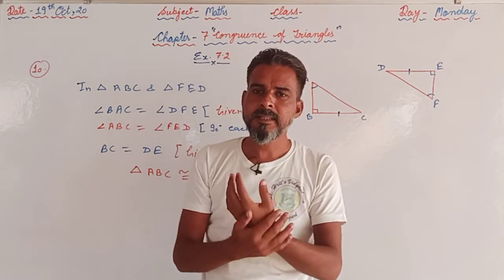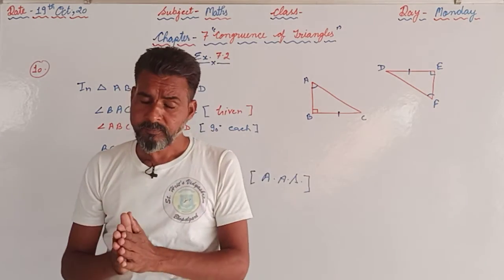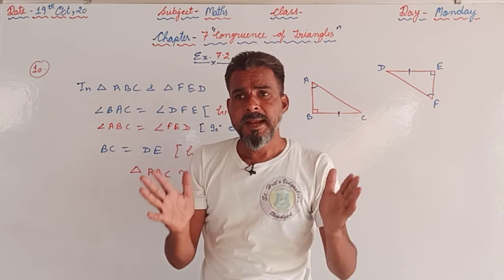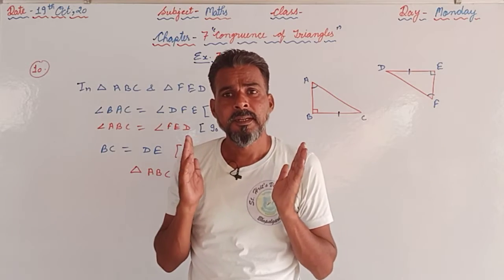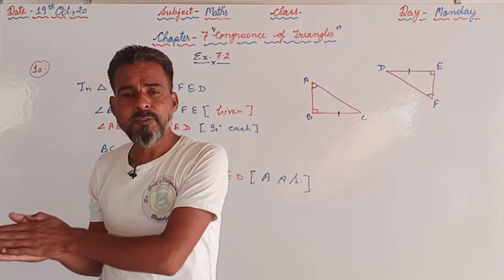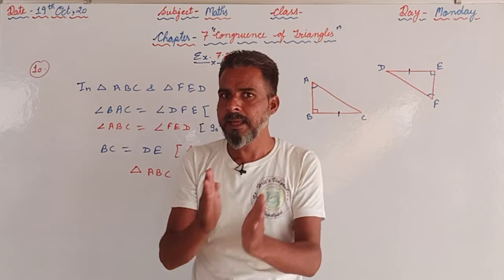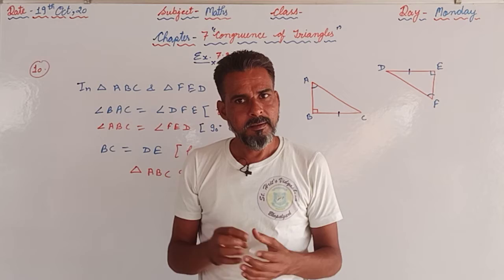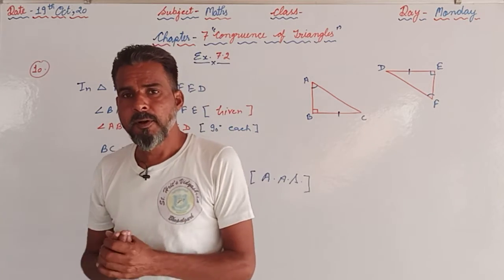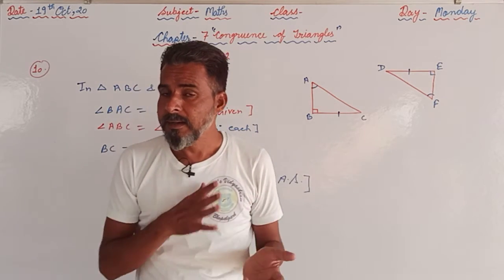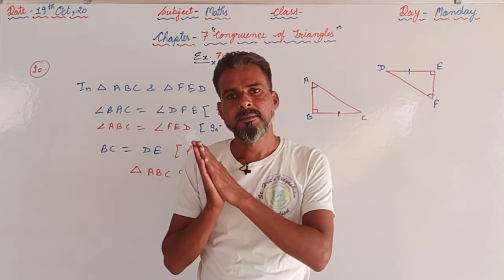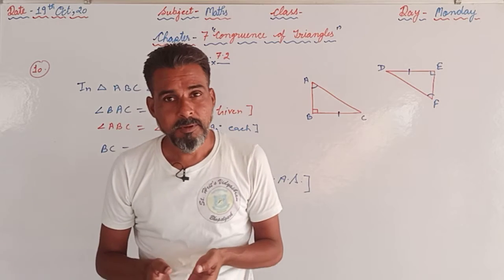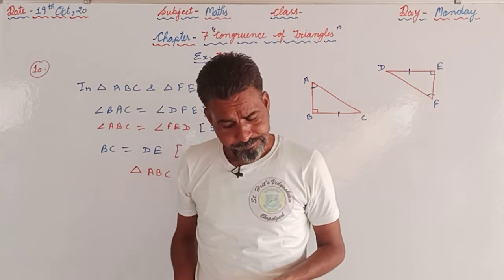Afterwards, the third one is angle, side, angle. If 2 corresponding angles of 2 triangles are equal and the included side is equal, meaning 2 angles and the common side or common arm of these 2 angles are equal, then we can say that the criteria we are supposed to use here to prove the triangles congruent will be angle, side, angle.